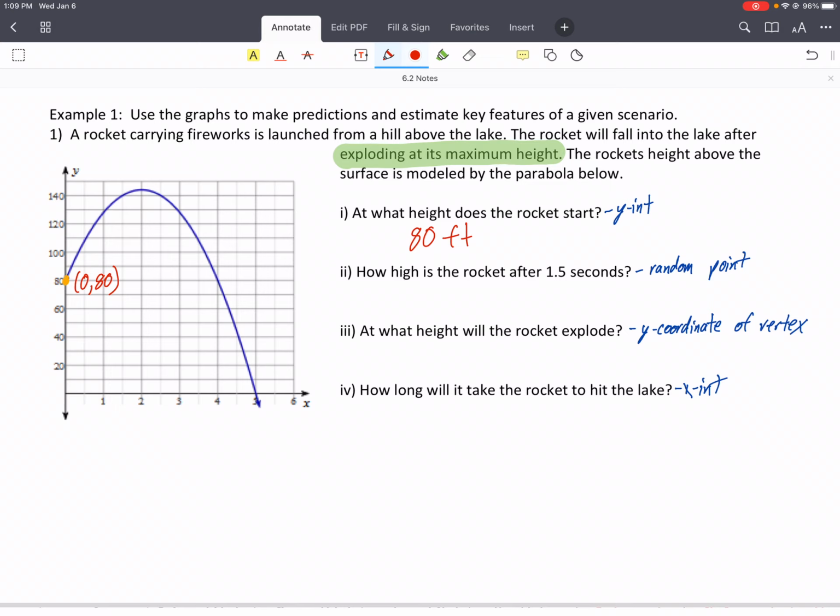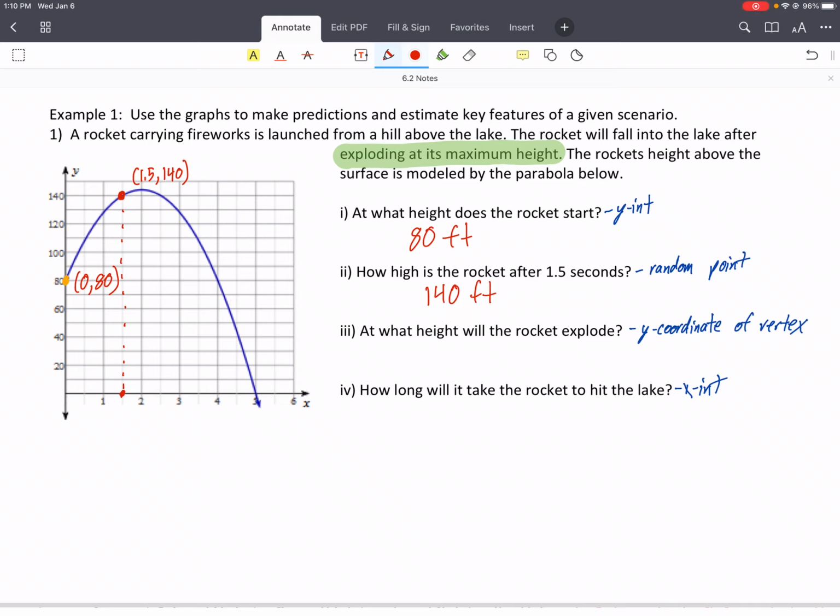Now, how high is the rocket after 1.5 seconds? Our x-axis is seconds, so we've got to find where 1.5 is, which is right here. Then if we just follow that line up, we get right there. So our point at 1.5 is 140, so it's going to be 140 feet.